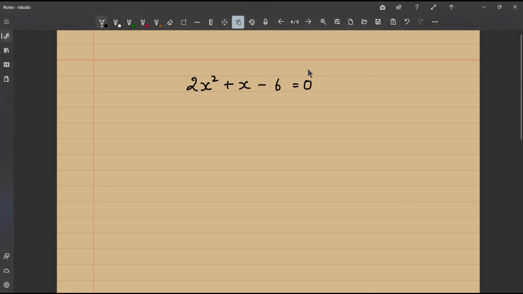Hello children, we have a quadratic equation here: 2x squared plus x minus 6 is equal to 0. This is a quadratic in the variable x. We are asked to find the roots of this equation.